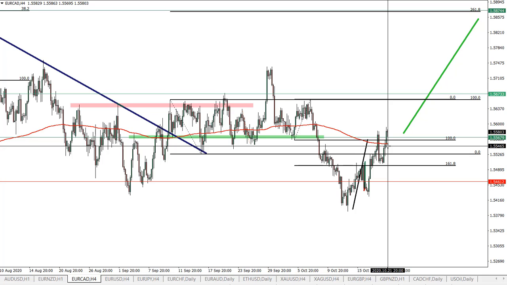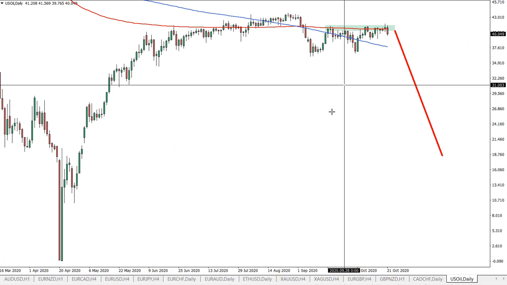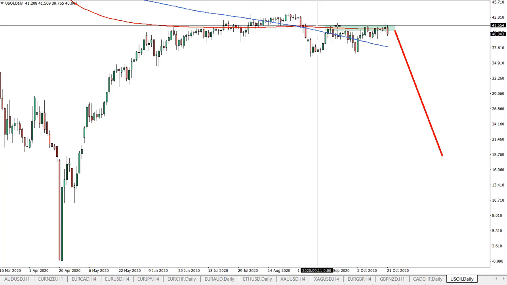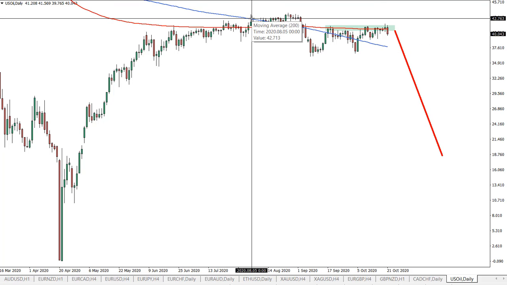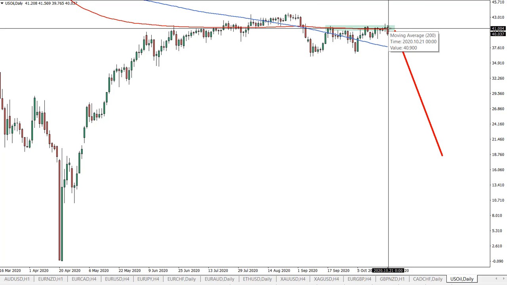So my main focus is now on the Canadian dollar and the US oil. And let's have a look at the US oil. So here is also a very nice picture. We have the 200 simple and exponential moving average. So here's the simple and rejection. And this is the exponential, where price rejected it and formed a triple top.